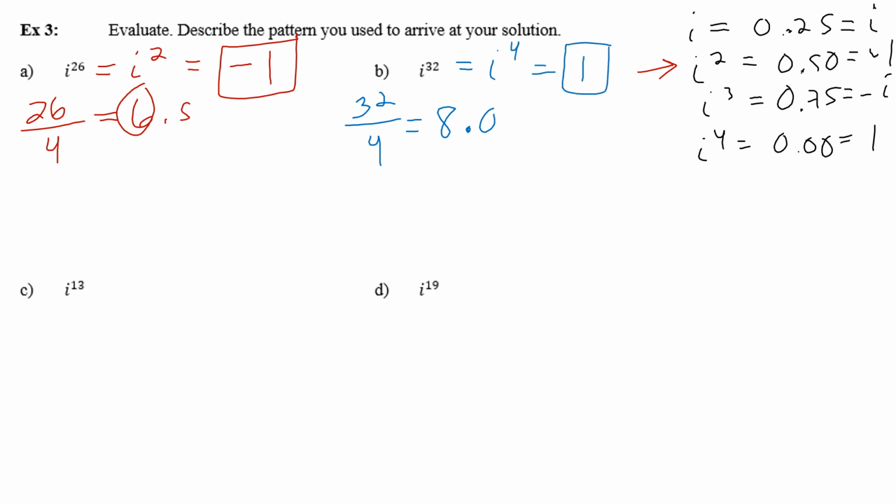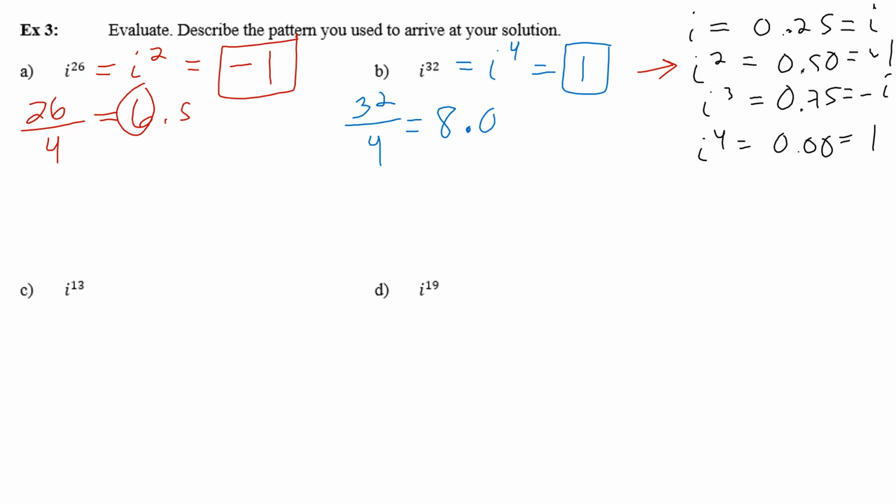Okay, so again, describe the pattern. I took the exponent 32, I divided it by the 4 possible solutions, I got the decimal equivalent 8.0. The whole number 8 tells me that it cycles through the pattern 8 times before landing on I to the 4th, which is really just 1.